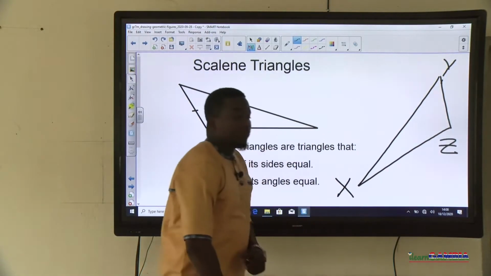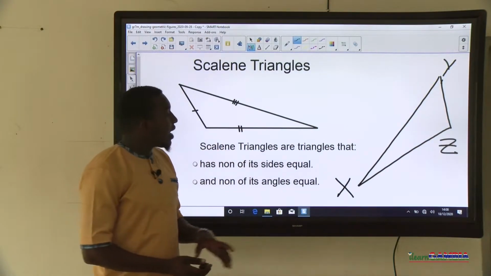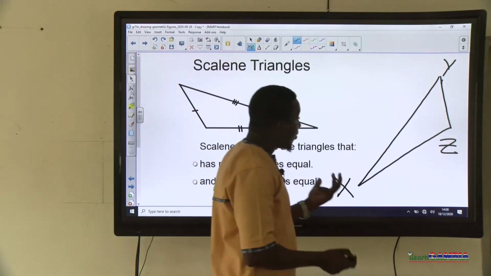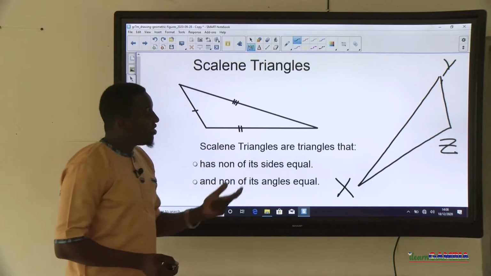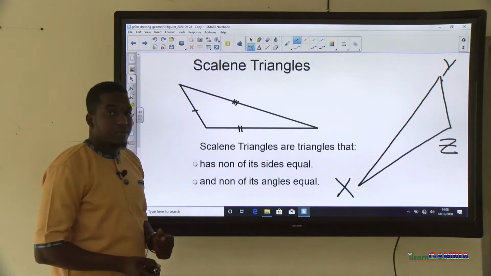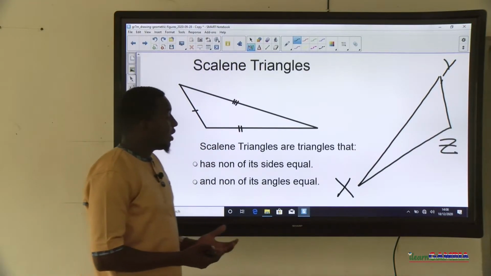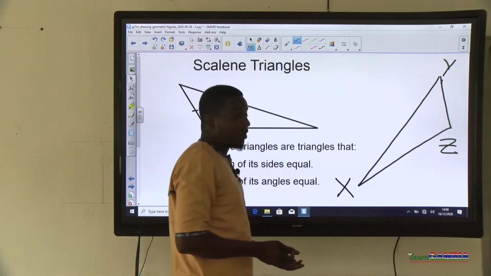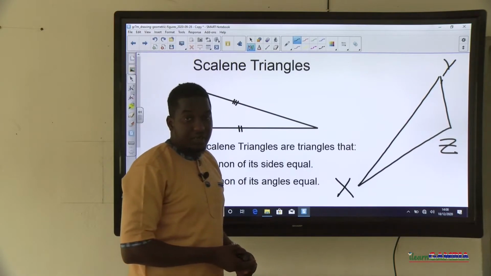We have triangle X, Y, and Z. And we are asked to determine what type of triangle this is, based on equilateral, isosceles, and scalene triangles. So one thing we can do is measure the sides. Since the sides are straight lines, we can use a ruler to measure them.